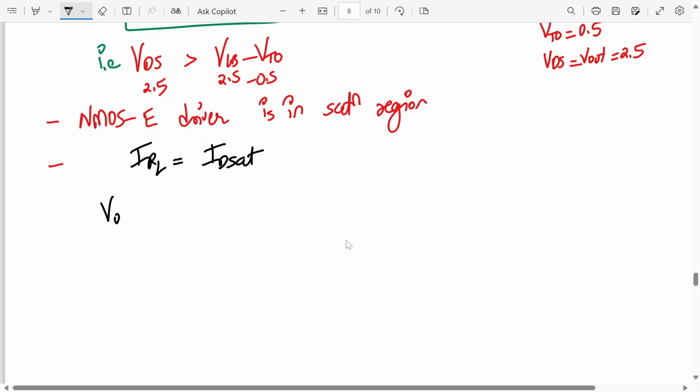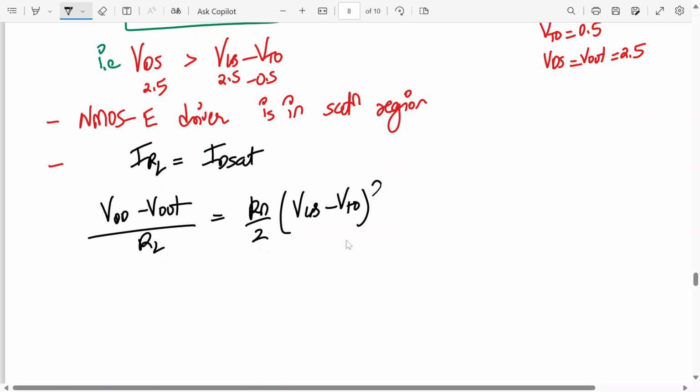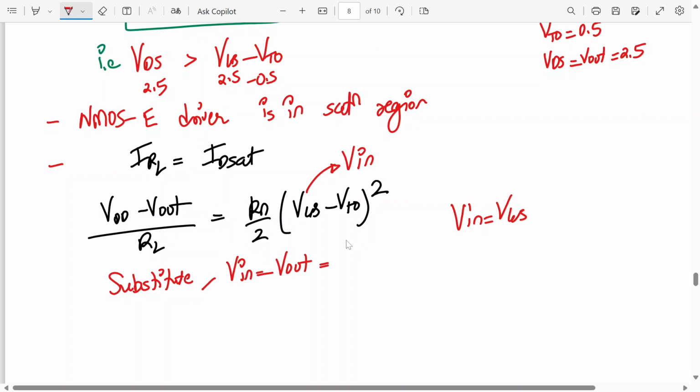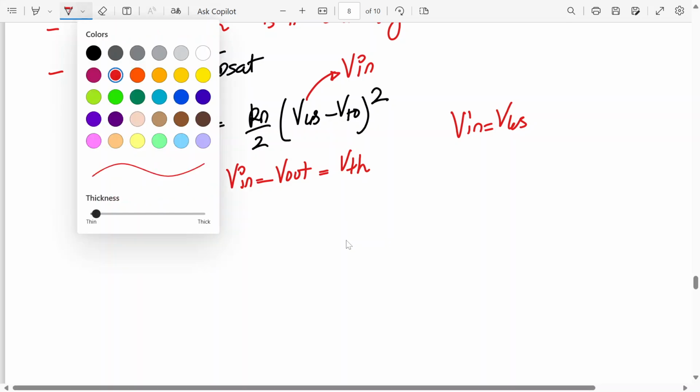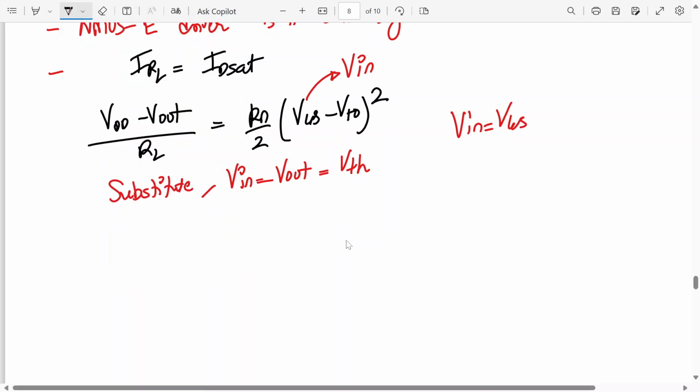IRL is (VDD minus V out) upon RL, and ID sat is Kn by 2 (VGS minus VTO) the whole square. Instead of VGS, we can substitute V in, since V in is equal to VGS, at least for this part. Now we substitute V in equal to V out equal to VTH. Wherever you see V out, we substitute VTH, and wherever you see V in, we substitute VTH.